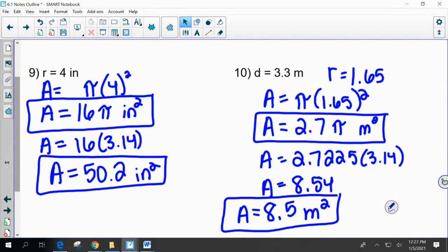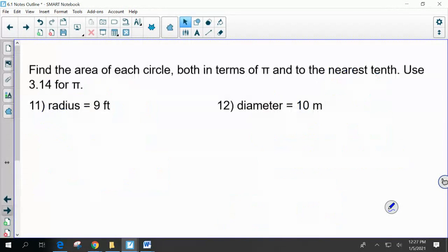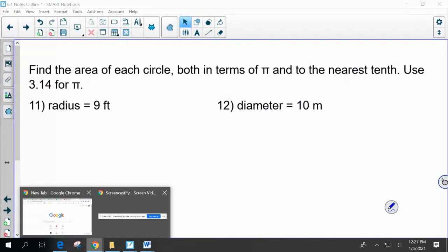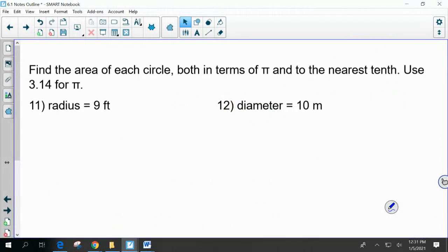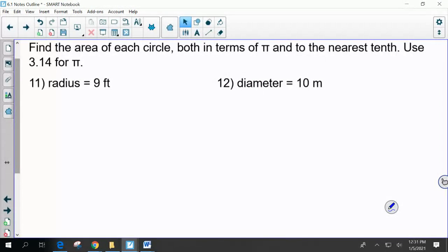Okay, so I want you guys to try 11 and 12. So you'll need to pause your video and do 11 and 12. Okay, so for number 11, your answer in terms of pi, I got 81 pi. I just did 9 times 9 because it's 81. So 81 pi feet squared should be your answer.